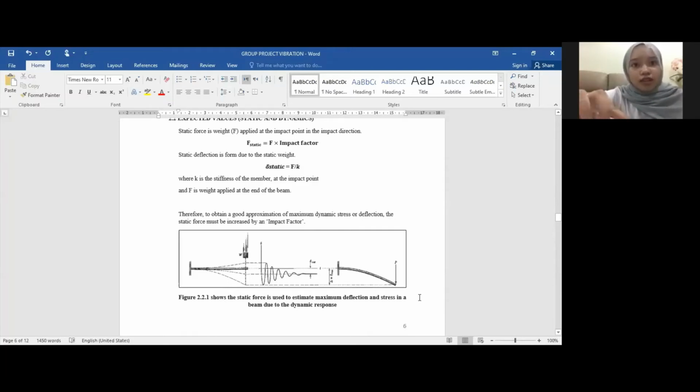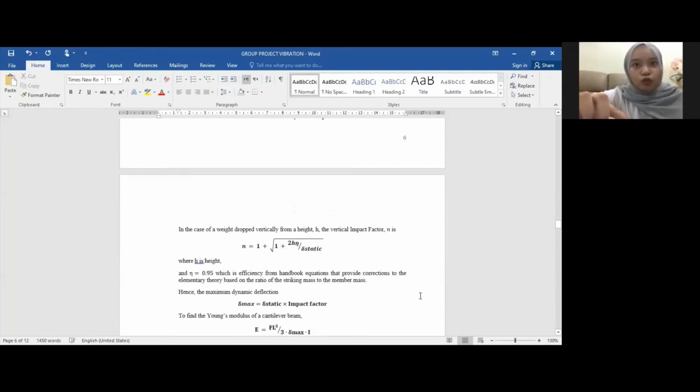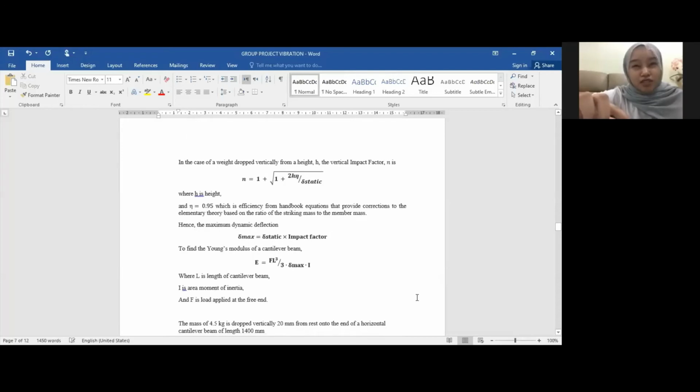So to calculate the dynamic value, we have to use the impact factor to have a good approximation of the maximum dynamic value. So here we have the impact factor value, which is the upper one, and then we have the maximum dynamic deflection, which is the static deflection multiplied by the impact factor. So with the value, we can calculate the Young modulus.